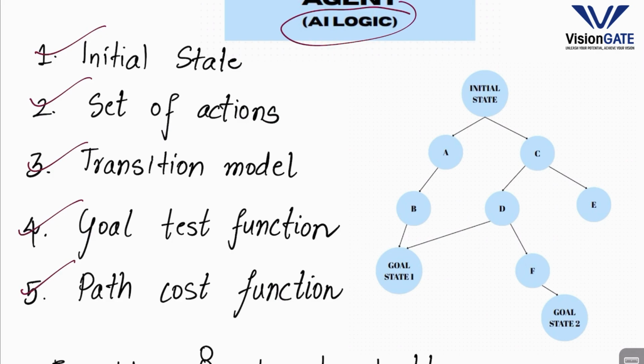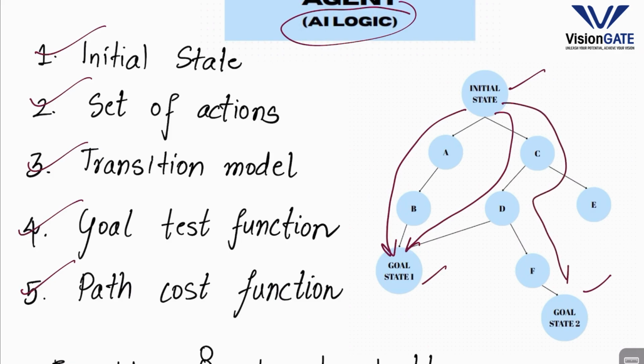Take a look at the diagram on your right. We have one initial state and two goal states. There are multiple ways for us to reach from the initial state to the goal states. There's one path that goes through nodes A and B, another going through nodes C and D, and another going through the nodes C, D, and F. To determine which path leads to the most optimal result, we need this path cost function, because this is the function that will help us compare the different paths based on their total cost.